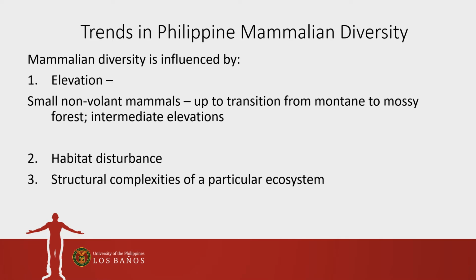Early studies have shown that mammalian diversity is influenced by elevation. For small non-volant mammals, diversity is highest up to the transition from montane to mossy forest or at intermediate elevations. However, habitat disturbance affects distribution and diversity, especially of small non-volant mammals, since there are species that are sensitive to and species that are tolerant of habitat disturbances. Thus, structural complexities of intact habitats positively affect diversity.